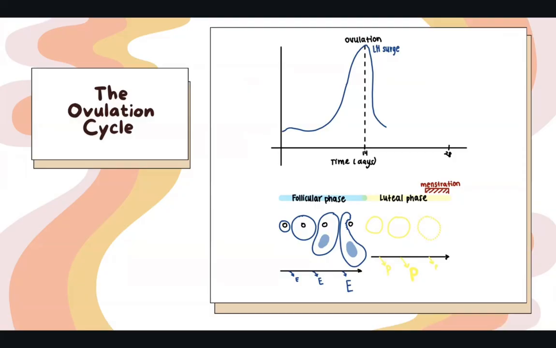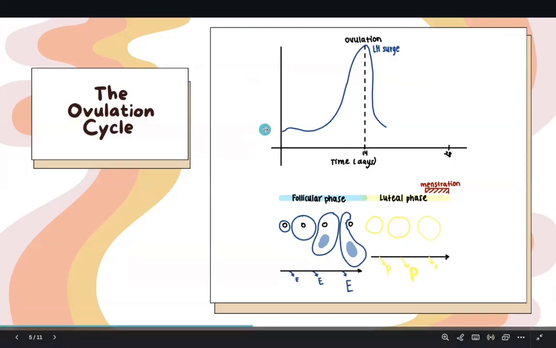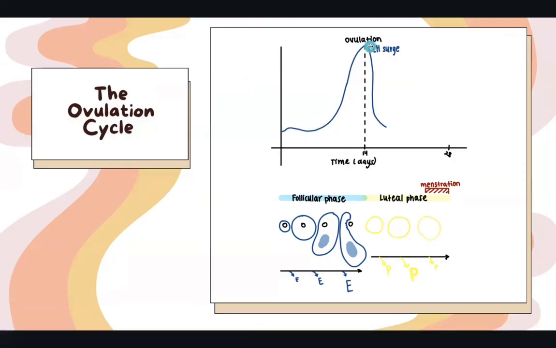After ovulation, the luteal phase kicks in, where the empty follicle turns into the corpus luteum, releasing progesterone to prepare the uterus for pregnancy. If fertilization doesn't happen, then the hormone levels drop and the cycle starts over. Here in the diagram, we can see that our LH surge occurs right at the 14-day mark.